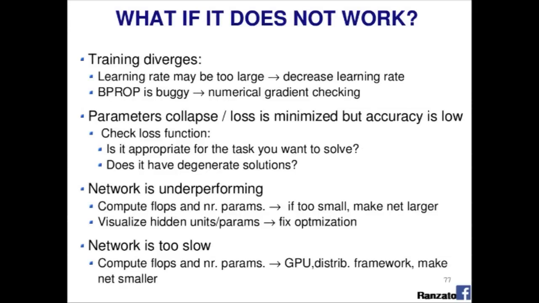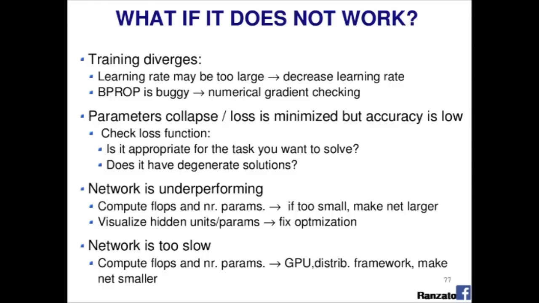Things that you should know when it doesn't work. So typically, the training blows up. So when that happens, typically the learning rate was just too large, or you had bugs in computing the derivatives. And numerical gradient checking is your friend in that case. The parameters may collapse sometimes. And you see the loss goes down, but the parameters shrink to 0. And that points to a flaw in the design of the loss function that may admit degenerate solutions. So you should go back and redesign your loss function.